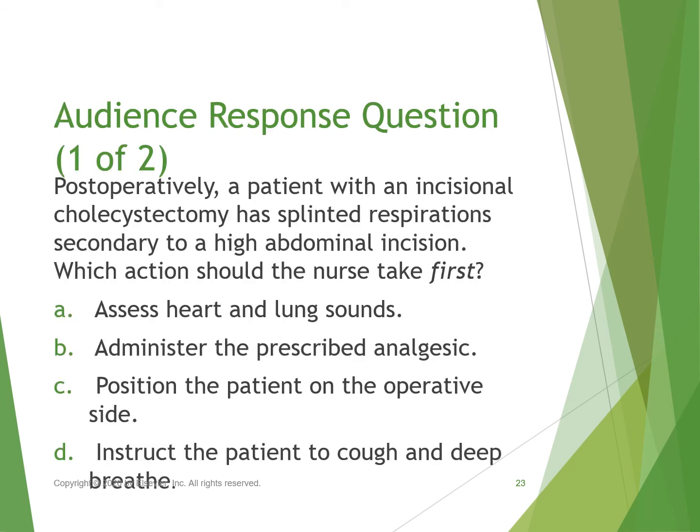So we have another question. Postoperatively, a patient with an incisional cholecystectomy has splinted respiration secondary to high abdominal incision. What action should the nurse take first? A. Assess heart and lung sounds. B. Administer the prescribed analgesic. C. Position the patient on the operative side. D. Instruct the patient to cough and deep breathe.